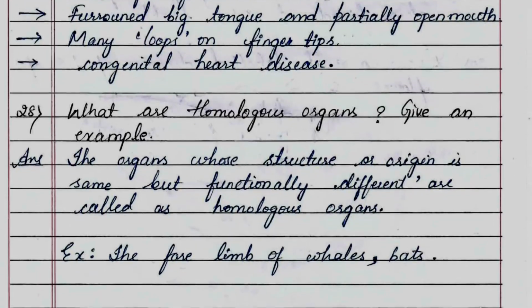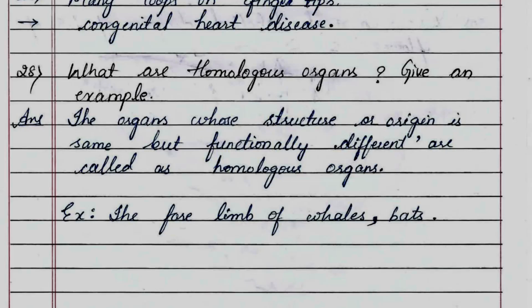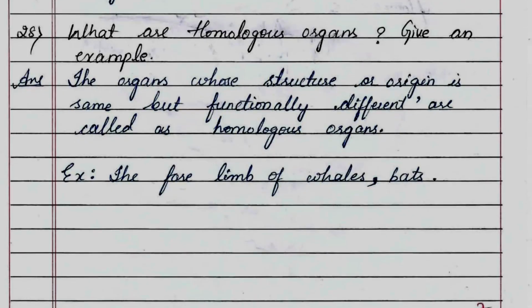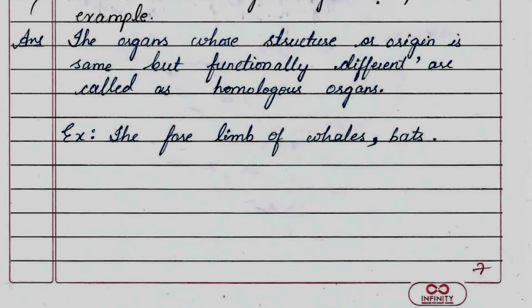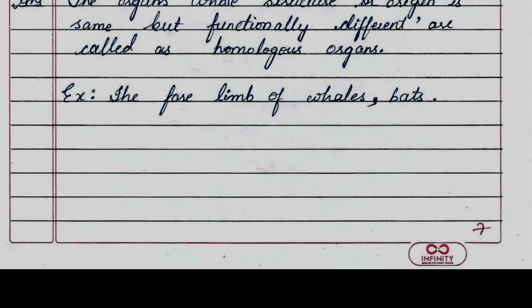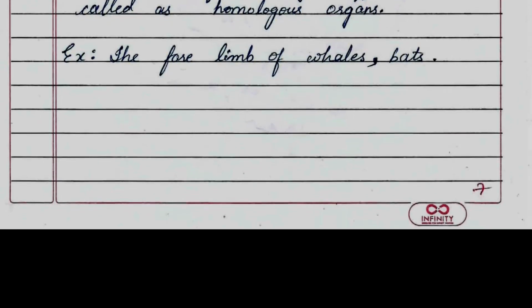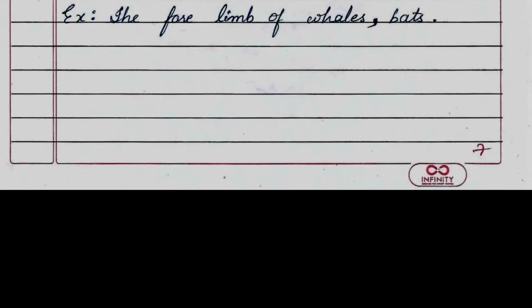28th question. What are the homologous organs? Give examples. And the answer is the organs whose structure or origin is the same but functionally different are called homologous organs. Example, the forelimb of whales or bats.